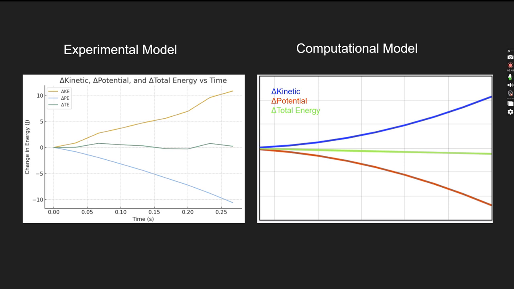Okay, so for the comparison of graphs, both graphs showed how total energy did not change for the paper ball projectile. This is because there was no external work acting on the system. Possible sources of error that would account for slight differences in the graphs could be the minimal air resistance acting on the paper ball in the experimental model. This could cause the total energy to be different.